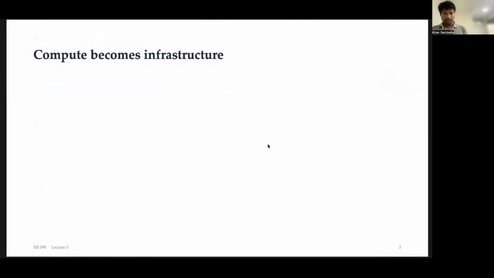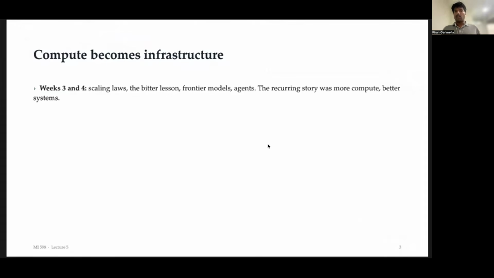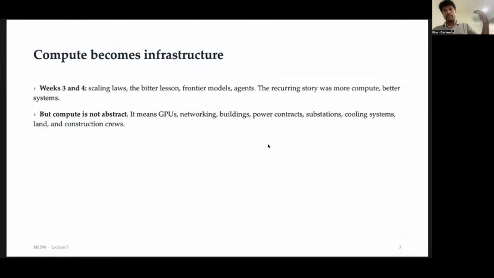Okay, so the next thing we want to talk about is the transition from compute becoming infrastructure. We talked a lot about the advances in technology, the development of these new architectures, and the way these are trained on large amounts of data to provide these intelligent models, and RL and all of that stuff, right? But that eventually comes to reality, where all of these things, the scaling laws, the frontier models, the agents, all require compute to get better.